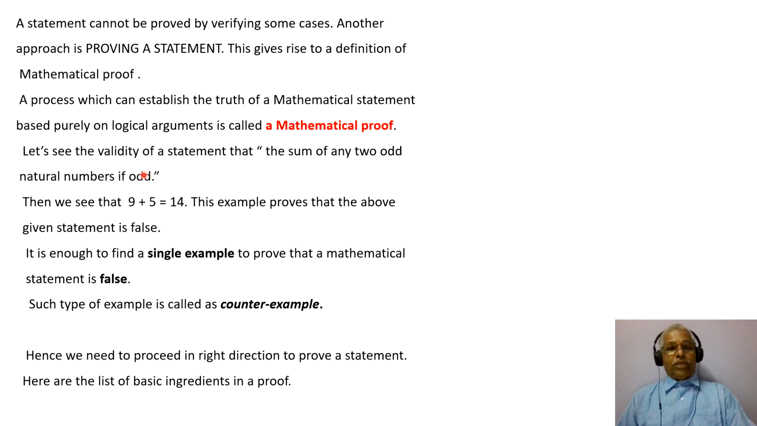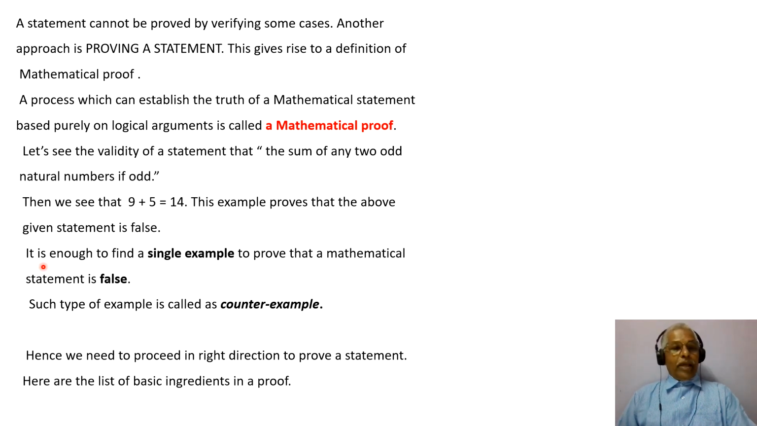Now here is a statement. Let us see the validity of the statement: the sum of any two odd natural numbers is odd. If we see that 9 plus 5, these are two natural numbers, both are odd, but the sum is even. So this is not true. So this example proves that the above given statement is false.